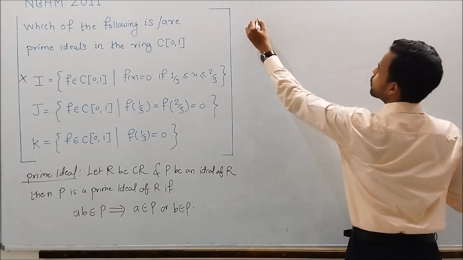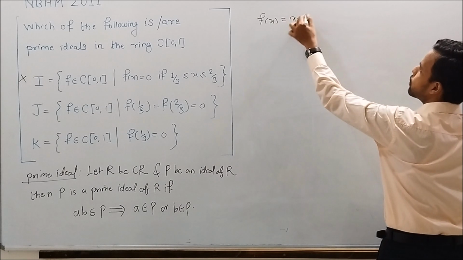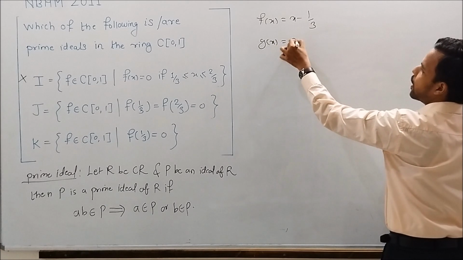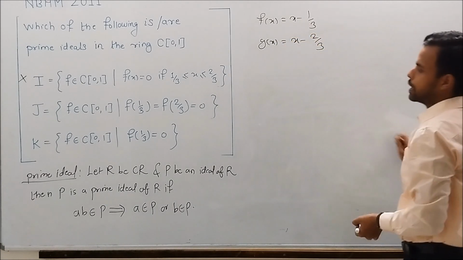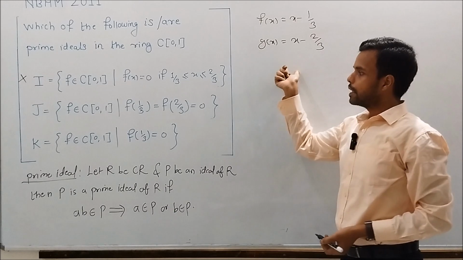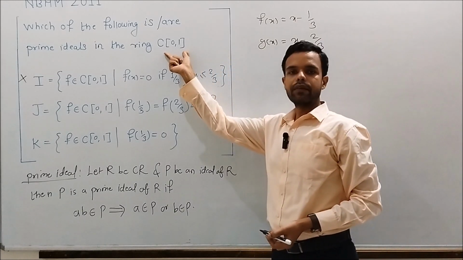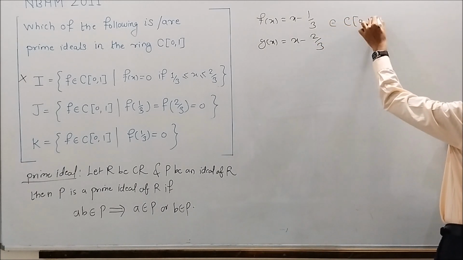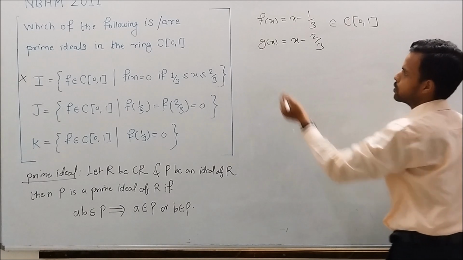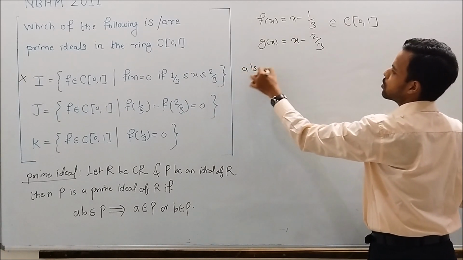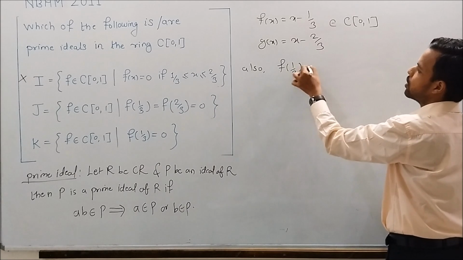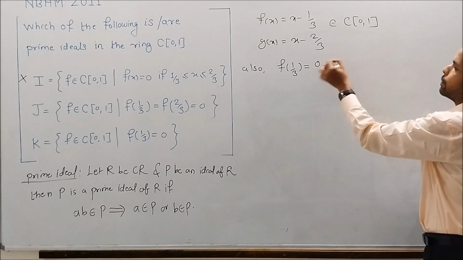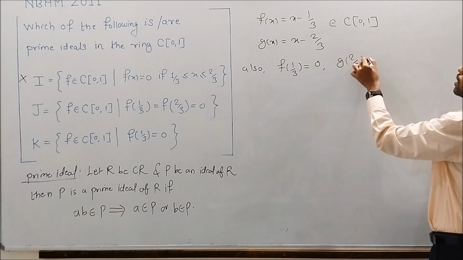For this, define a function f(x) = x - 1/3 and g(x) = x - 2/3. By definition of f and g, clearly they are continuous functions defined on the closed interval [0,1]. So they belong to the ring of continuous functions over the closed interval [0,1]. Also, by their definition, f(1/3) is 0 if we substitute x = 1/3, and similarly g(2/3) = 0.